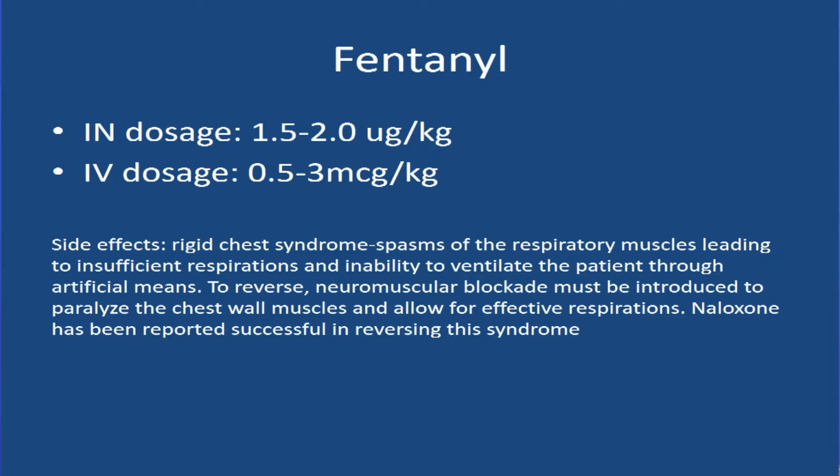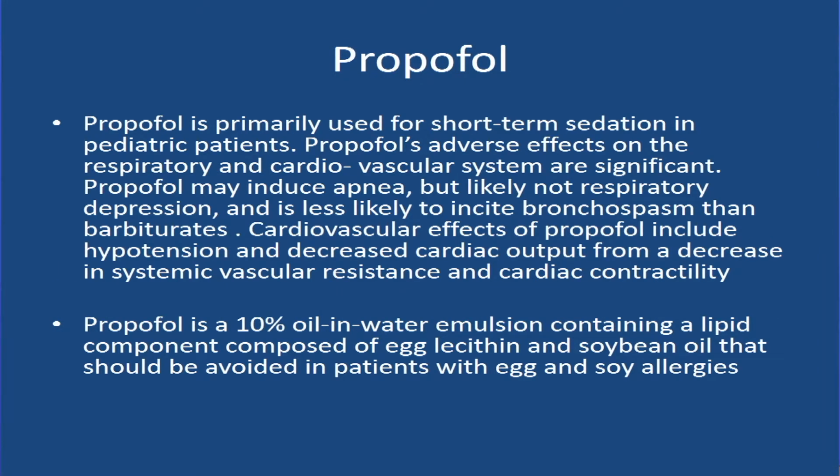Side effects include rigid chest syndrome, and this is a spasm of the respiratory muscles leading to insufficient respiration and inability to ventilate the patient through artificial means. To reverse, neuromuscular blockade must be introduced to paralyze the chest wall muscles and allow for effective respirations. Naloxone has been reported successful in reversing this syndrome. This is one of the reasons why it's generally handled by MD anesthesiologists, because they are trained to handle the rigid chest syndrome, and this would keep us out of trouble by having an expert deliver this in our offices.